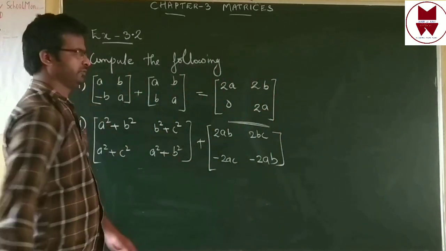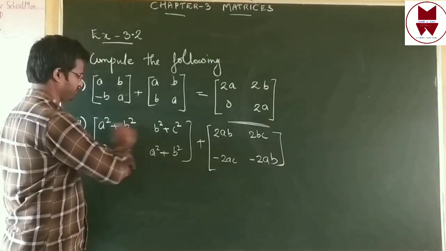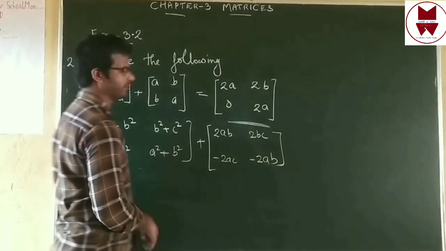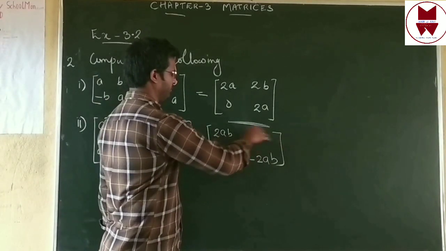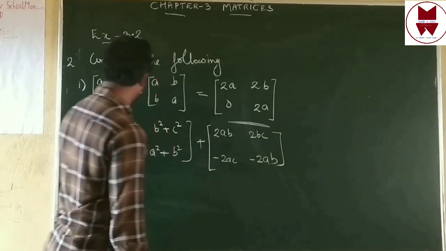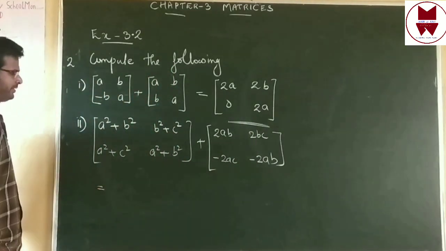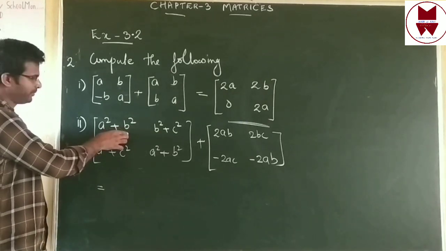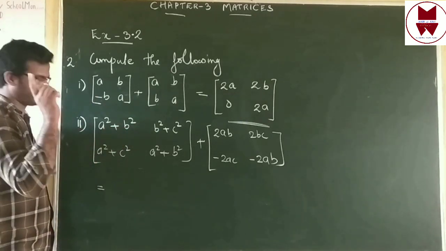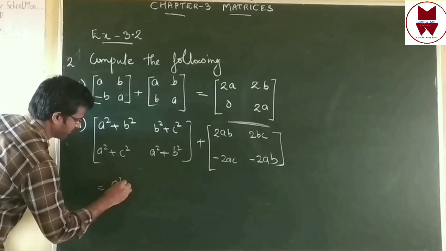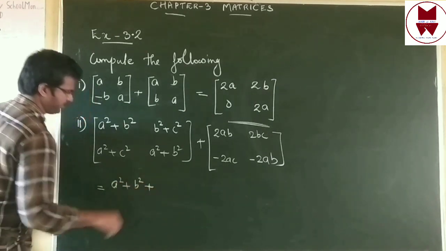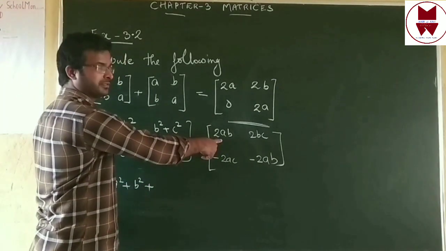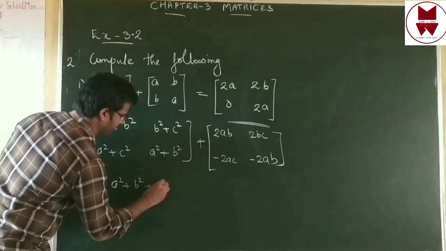This is a 2 by 2 matrix, 2 rows and 2 columns, and here also a 2 by 2 matrix, that is 2 rows, 2 columns. Then we can add corresponding elements. The first element is A square plus B square, only one element. We can write A square plus B square plus the corresponding element, that is 2AB.